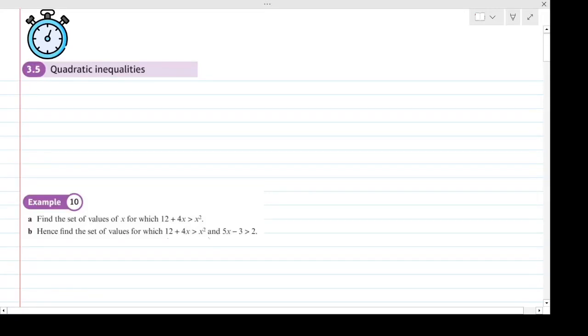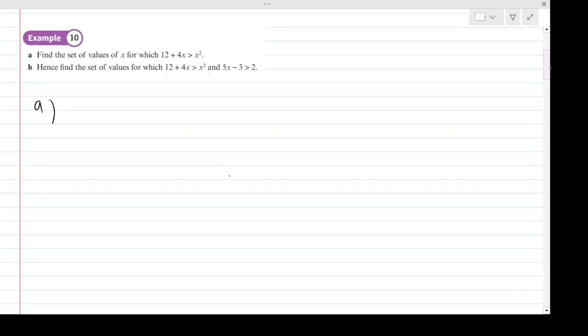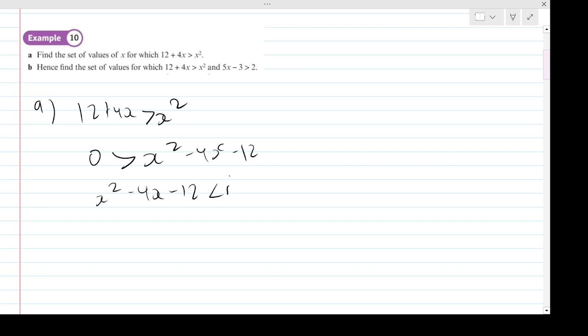Hello, so we need to be able to sketch quadratic inequalities. Here we need to sketch 12 add 4x is greater than x squared. If we move everything to the other side, we get 0 is greater than x squared, take away 4x, plus 12, and take away 12. And then we can just switch the inequality around in this way to be less than 0.